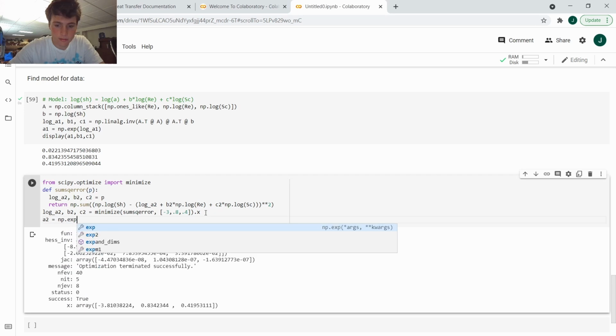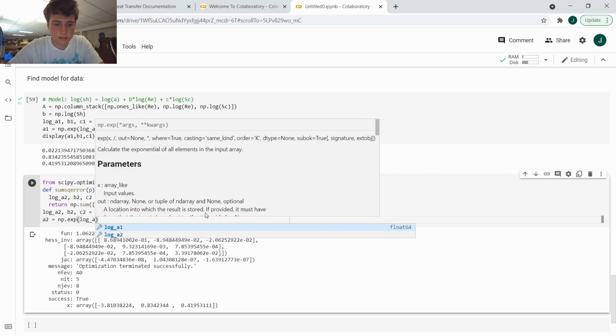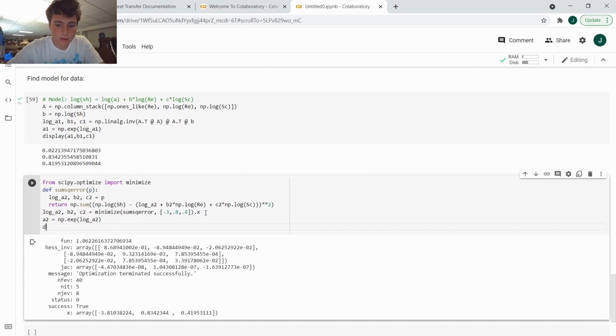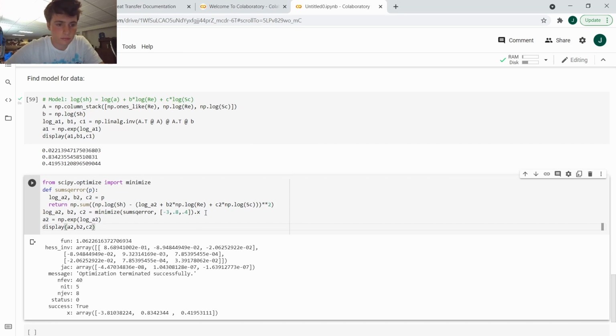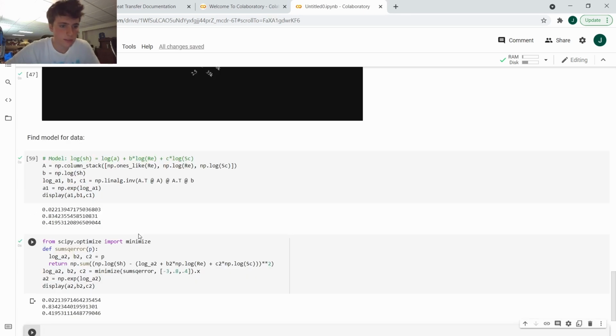And now we can display A2, B2, and C2. And there we go. We get 0.22139, which is very close to what we got before, 0.8342, and 0.4. We get pretty much exactly what we got before, which makes sense because you're using least squares here to find the model of best fit. These are just two different ways to basically say the same thing.